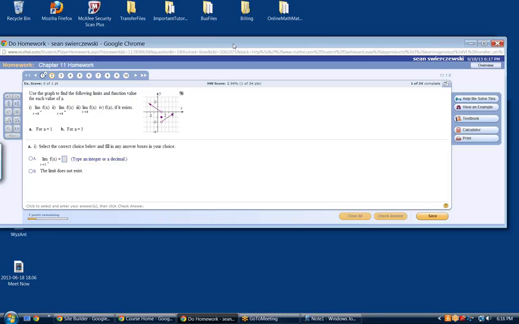Okay, use the graph to find the following limits and function value for each value of a. So what is the limit of f of x as x approaches a from the left? Where is a? I don't see it. A equals 1, it says. For a equal 1 and then for a equal 3. In the first case, this is a. So what is it as we approach 1 from the left?